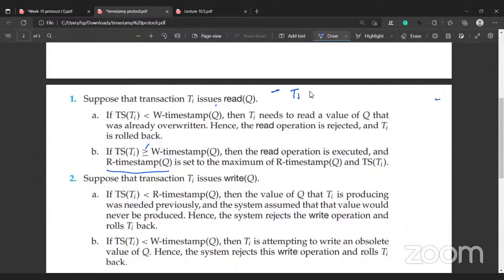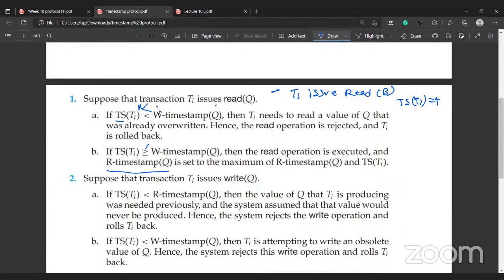P1 issues a read operation on data item B. So what is the transaction timestamp of T1? Transaction timestamp of T1 equals 1, right? Because the system assigned it. So now we have to check whether the transaction timestamp of T1 is less than the write timestamp of B.